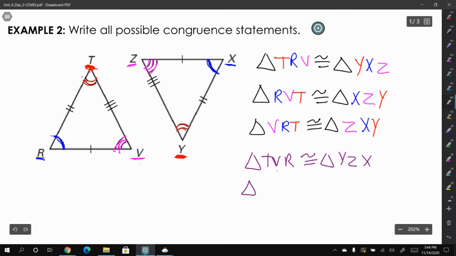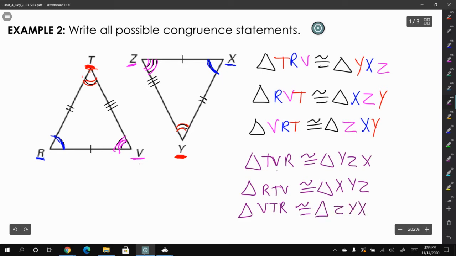All right, then we have RTV is congruent to triangle XYZ. And then the last one will be triangle VTR is congruent to triangle ZYX. So very rarely will you be asked to write all six of these, however, you will have to be able to look at a congruent statement and then go backwards and say, okay, which sides and angles are corresponding?